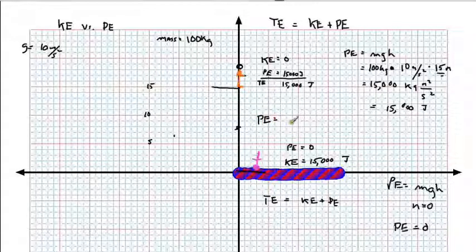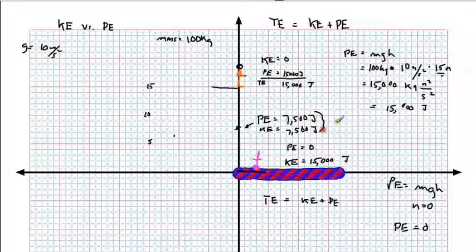equal to 7,500 joules halfway down. Well, we still have to equal 15,000, so where is the other energy at this point right there? What's the other energy, the kinetic? Well, that's going to be equal to, I'm sorry, 7,500. Because the total, when you add these up, has got to equal 15,000.